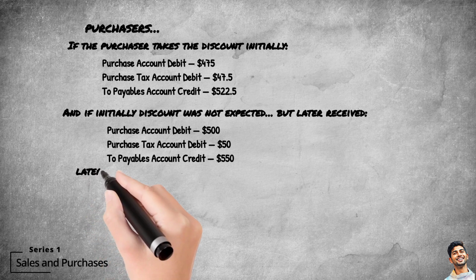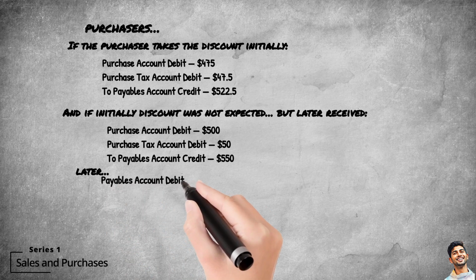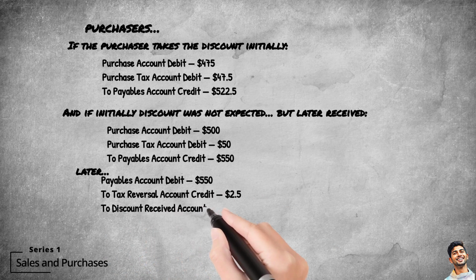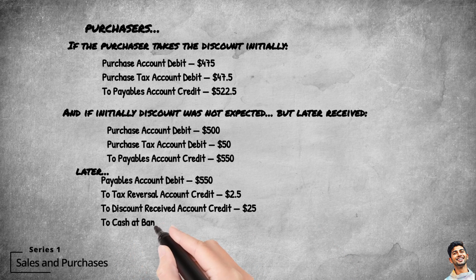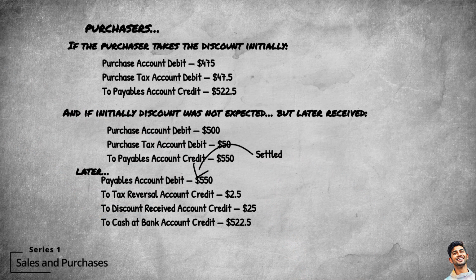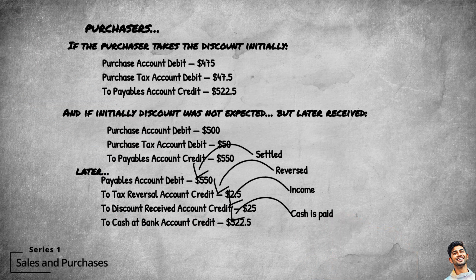Later, payables account debit $550, to tax reversal account credit $2.5, to discount received account credit $25, to cash at bank credit $522.5. So here payables are settled. Tax is reversed, discount received becomes income, and cash is paid. Now we have covered this topic in a lot of detail.